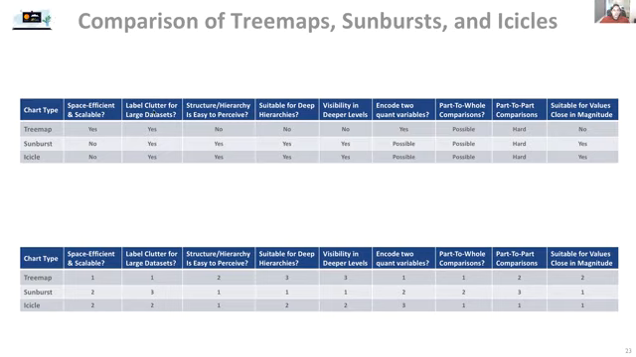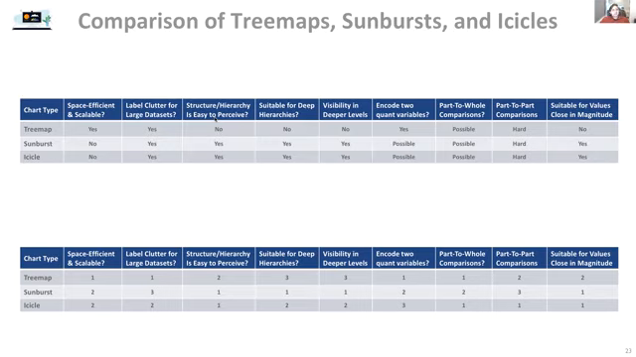Labeling for all these charts can become an issue when we have a large data set. Since tree maps are more space efficient and the leaves can become very small, they are the first among the three to become cluttered, followed by icicle charts and sunburst charts.